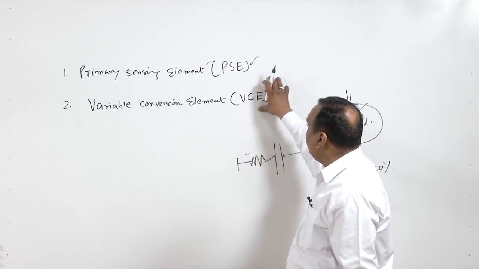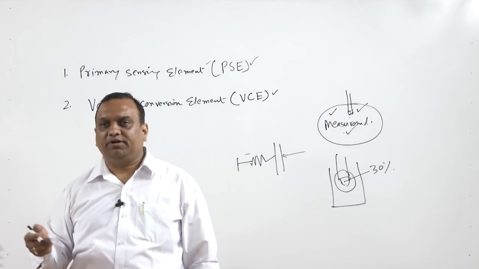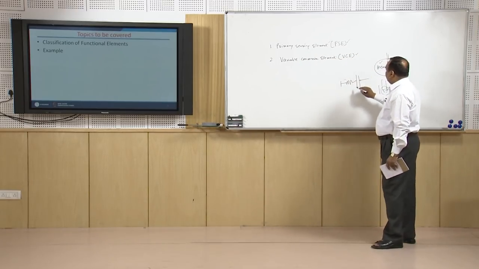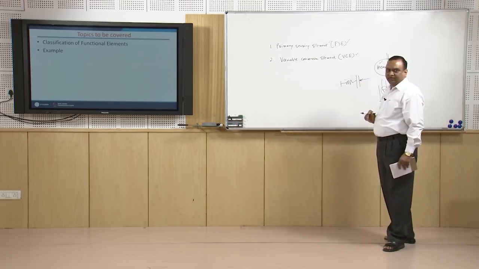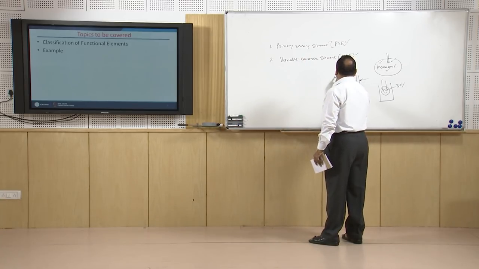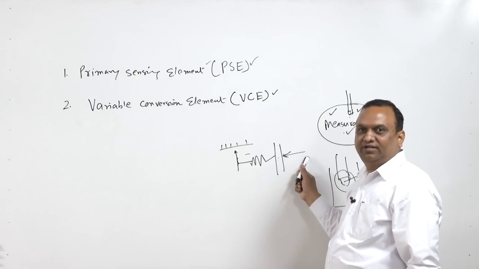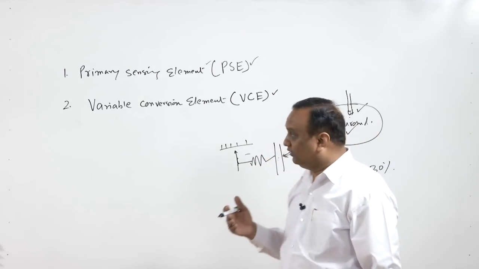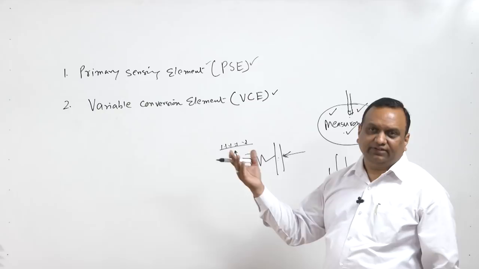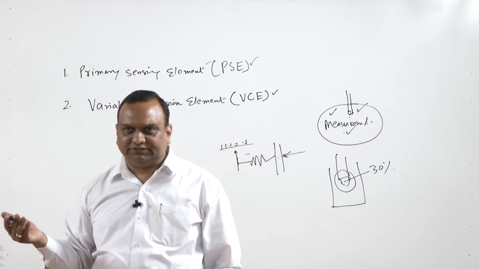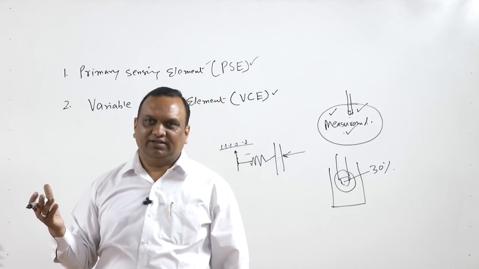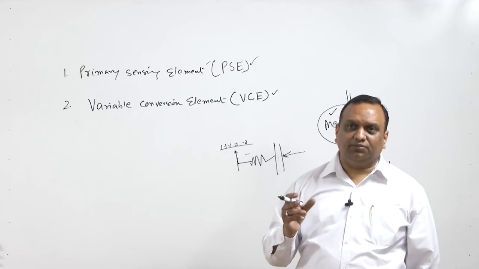A system can have a number of variable conversion elements, not only one, and the purpose of a variable conversion element is to convert one form of signal into another form of signal. Because force we cannot see, but displacement we can see, because if I put an indicator here, then displacement I can measure, but force I cannot see. So, for the act of measurement, the observer should be able to see the change in the units, or nowadays most of the data are acquired by a data acquisition system, or they are electronically stored. So, all the signals nowadays are converted into digital signals.